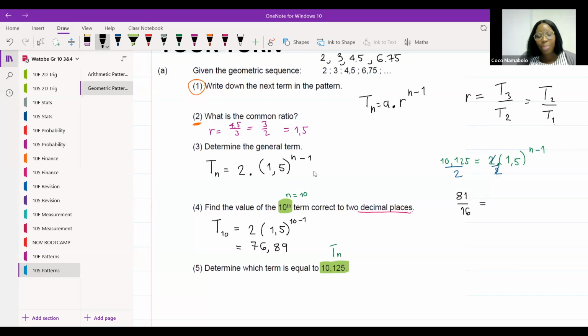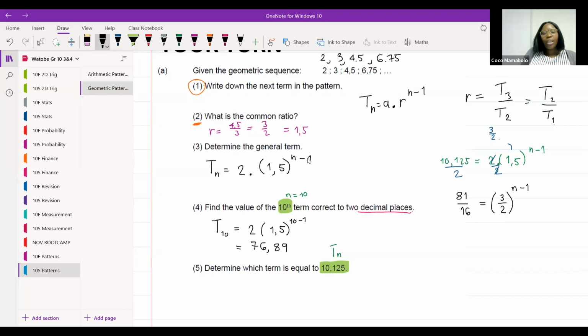81 over 16. And now this is equal to, now, give me a thumbs up. Are you okay with me taking 1,5 and rewriting it as 3 over 2? Can I do that? You all okay? Okay, good. So I'm going to open big brackets and rewrite 1,5 as 3 over 2 to the power of n minus 1.